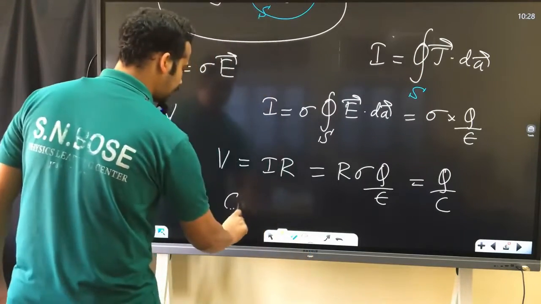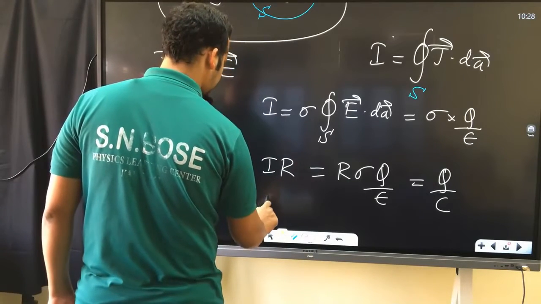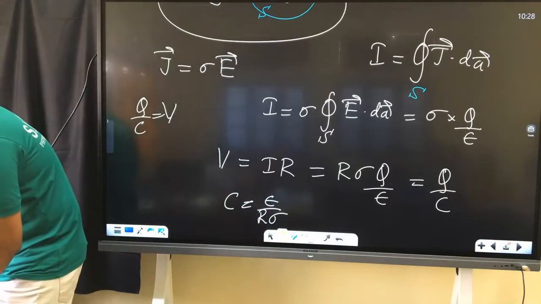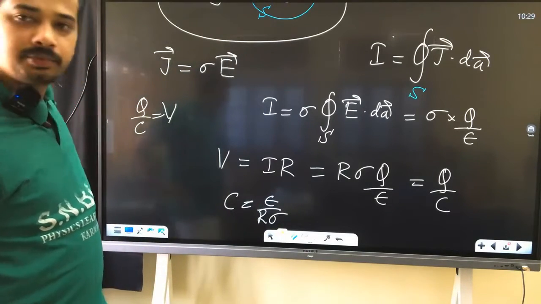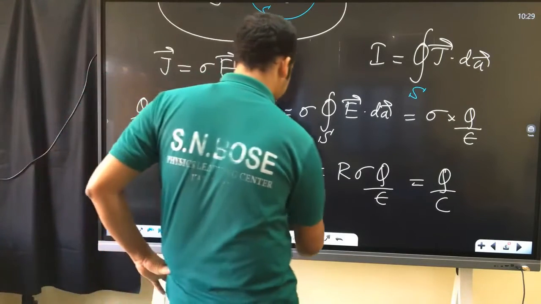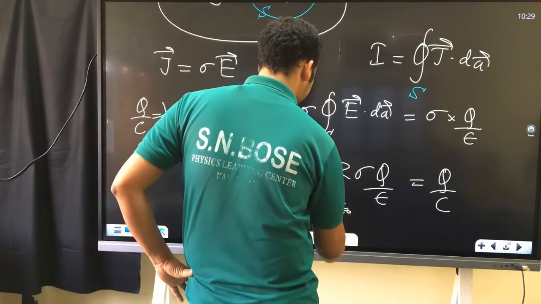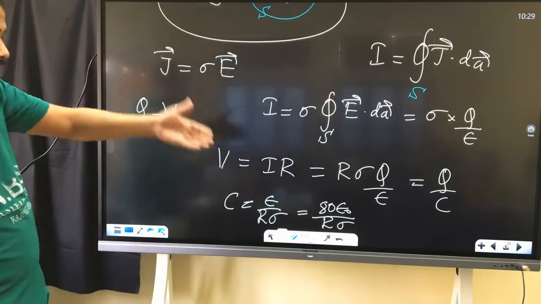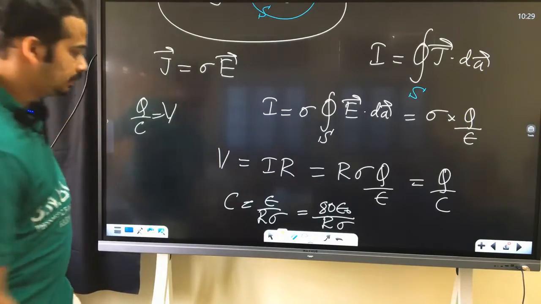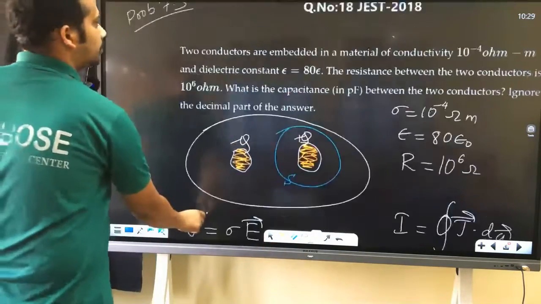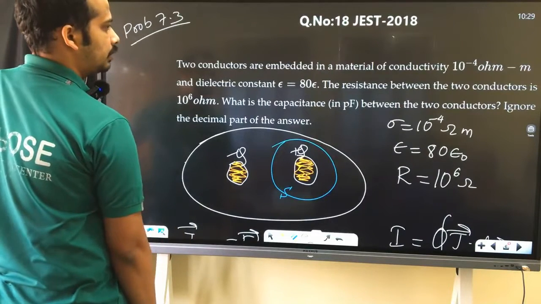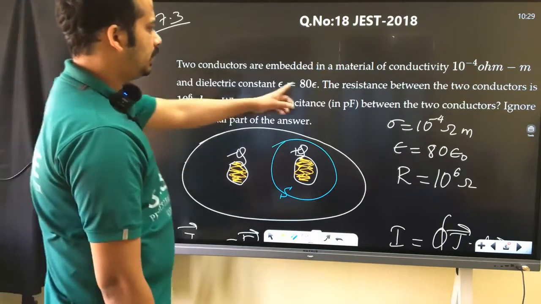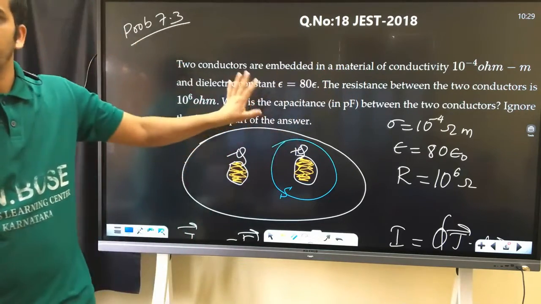When you see this, what is C? Epsilon by R sigma. That's right. But he has said, I think, that epsilon is equal to 80 epsilon naught, divided by R sigma. That is the problem. You just have to substitute those quantities. The dielectric constant epsilon is equal to 80 epsilon naught. Let me check the question, but I hope you got this one.